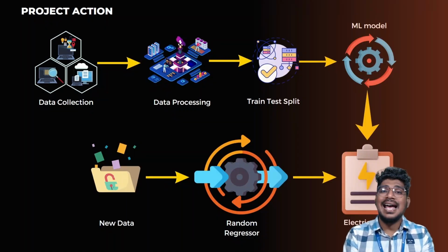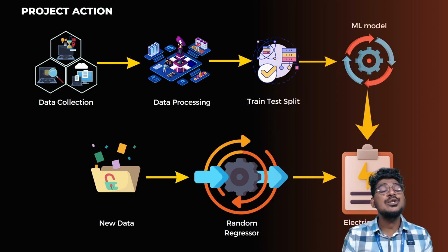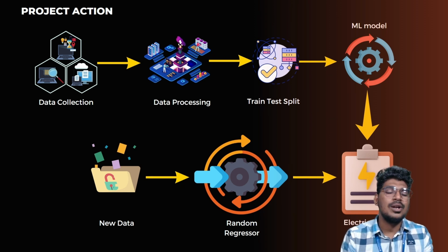What are the project steps we are going to follow today? The data collection. Once you fix the target, we need to collect the data for the electricity. For example, the data features may be daily basis, unit wise, a month, a year. We need to collect the particular data for our particular target.